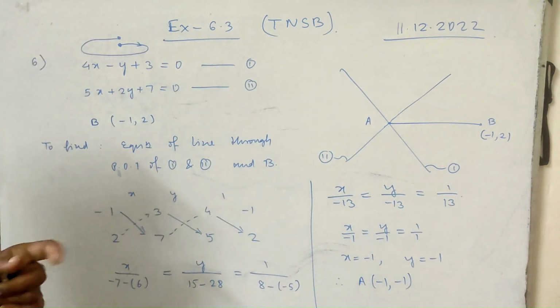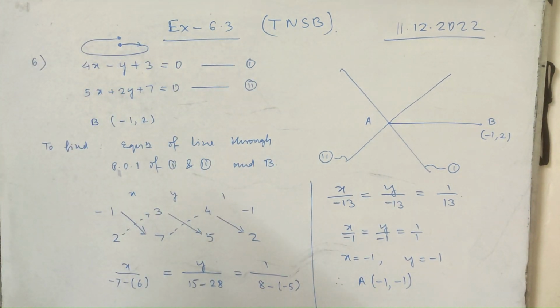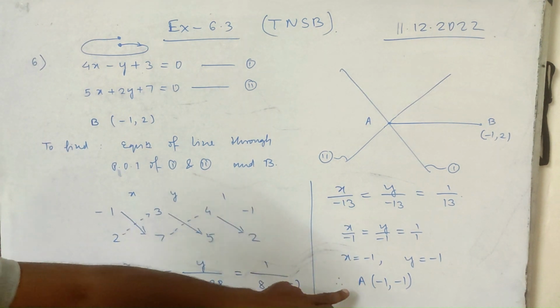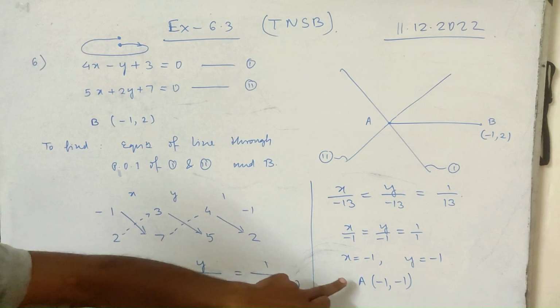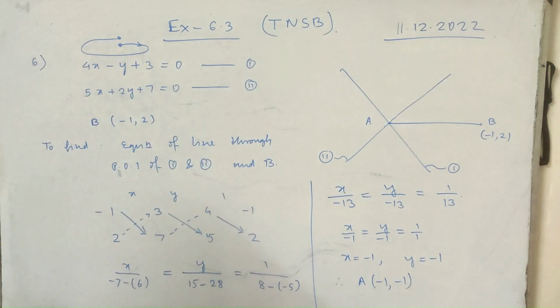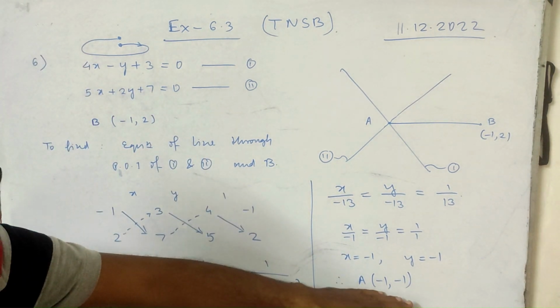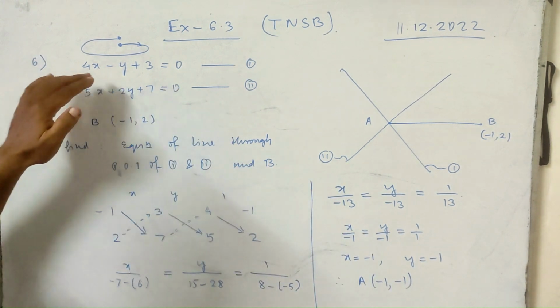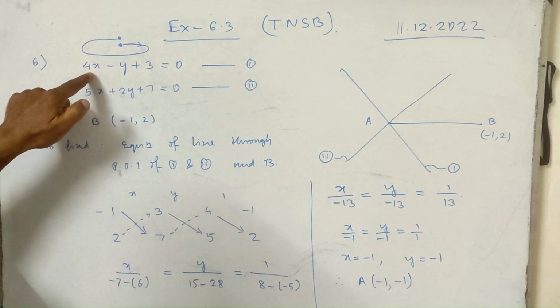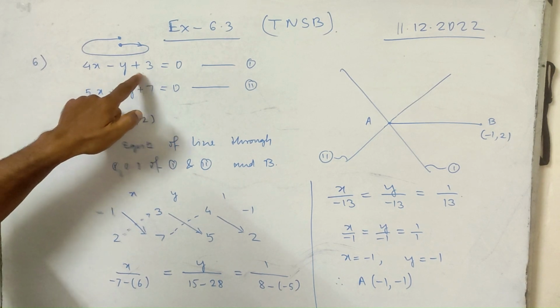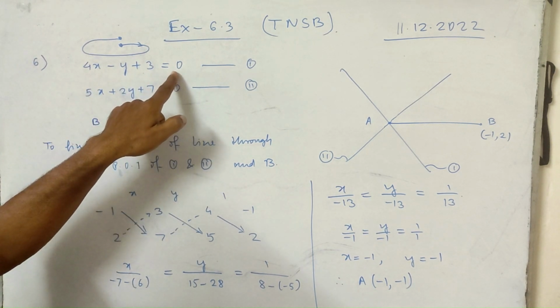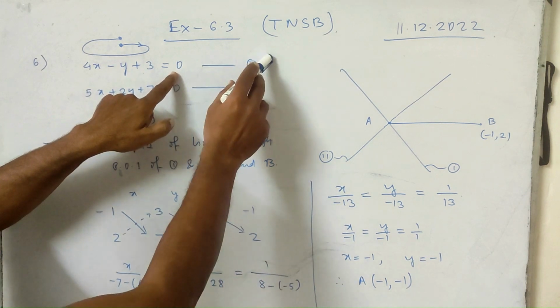Let us check this. The point A lies on this line as well as on this line, so it must satisfy both lines. Satisfaction means you substitute this point in the equation. Minus 4 plus 1 is minus 3. Minus 3 plus 3 is equal to 0. Yes, so it satisfies the first equation, the first line.